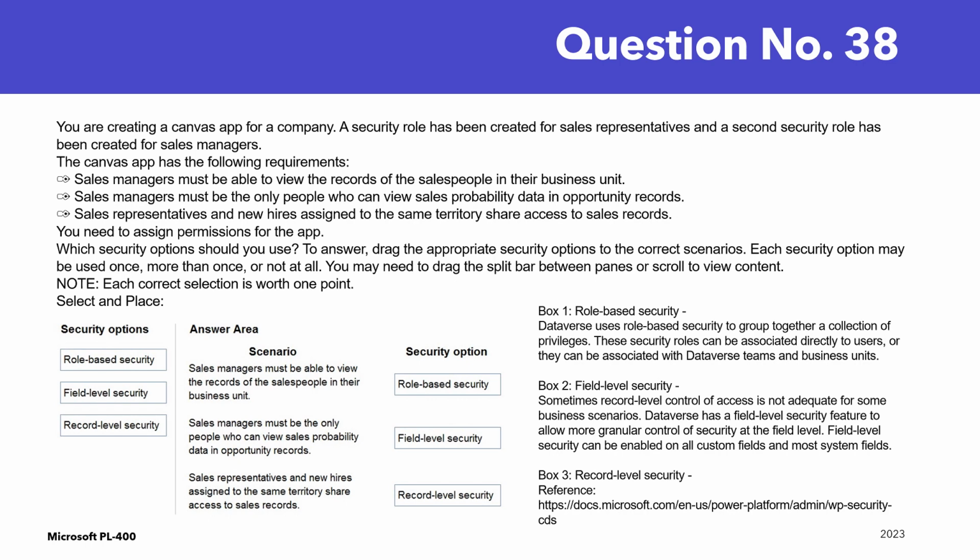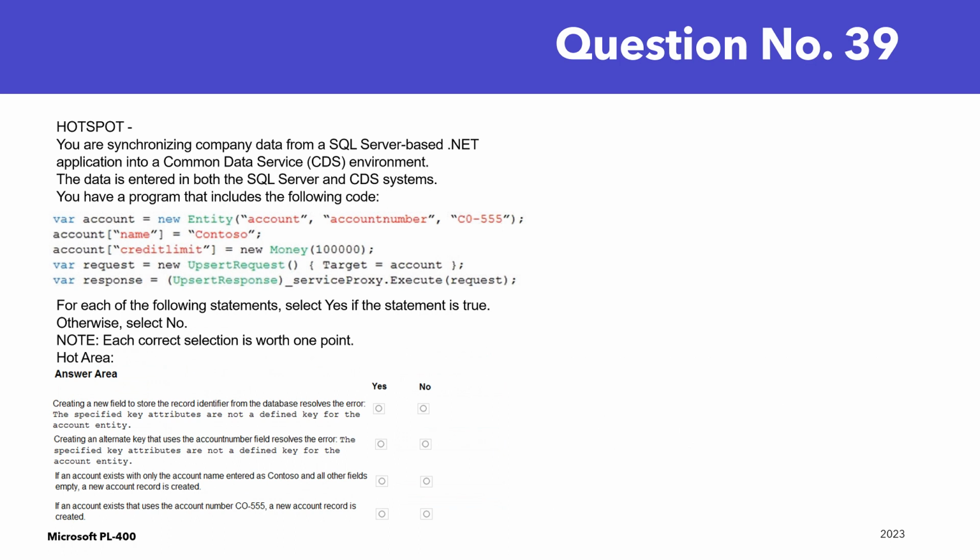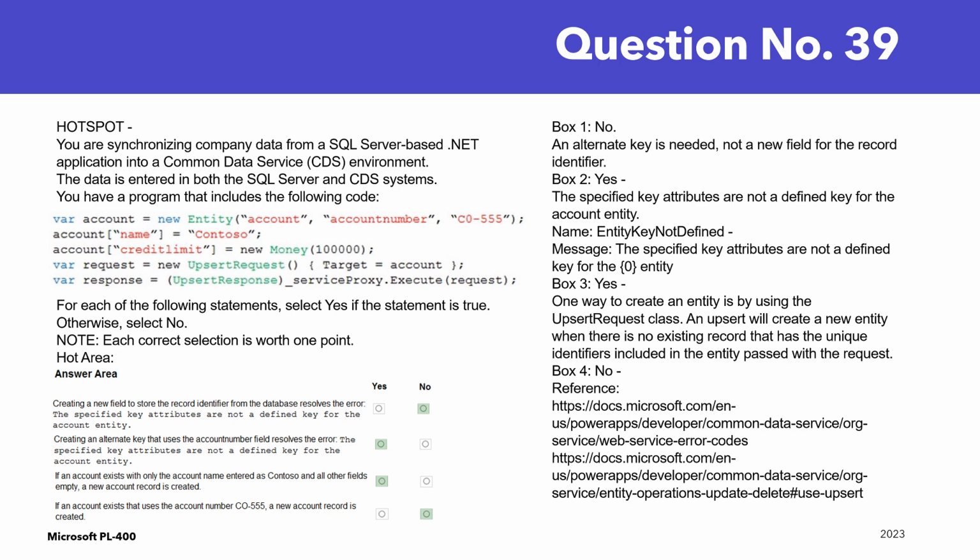You are synchronizing company data from a SQL Server-based .NET application into a Common Data Service (CDS) environment. The data is entered in both the SQL Server and CDS systems. You have a program that includes the following code. Creating a new field to store the record identifier from the database resolves the error. The specified key attributes are not a defined key for the account entity.